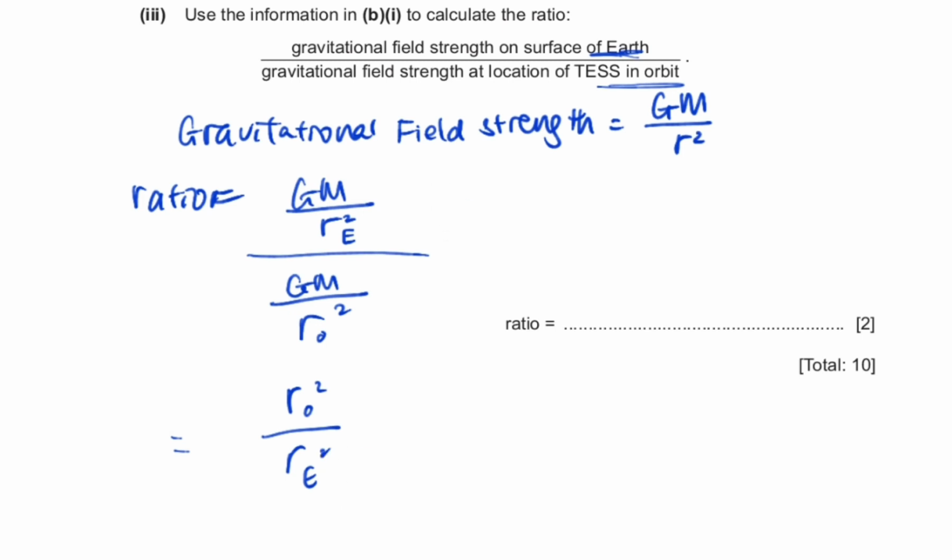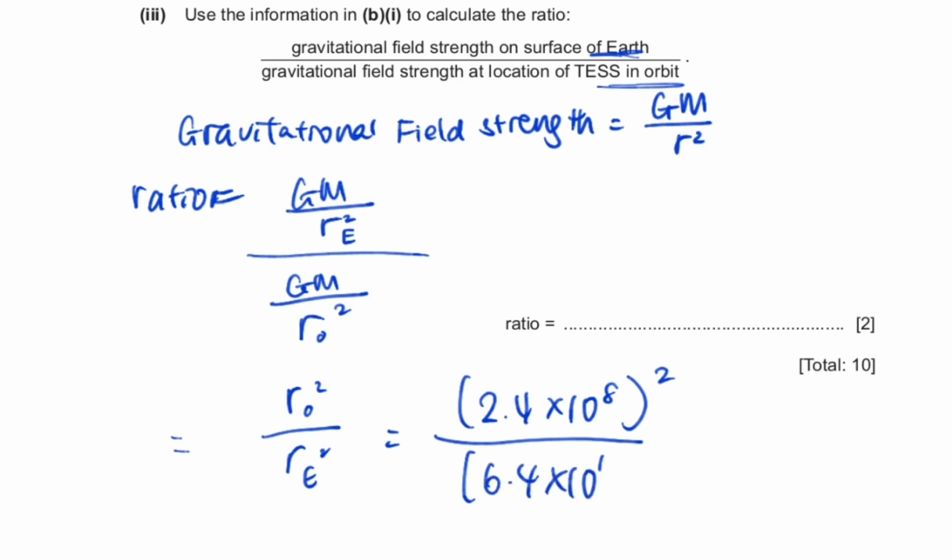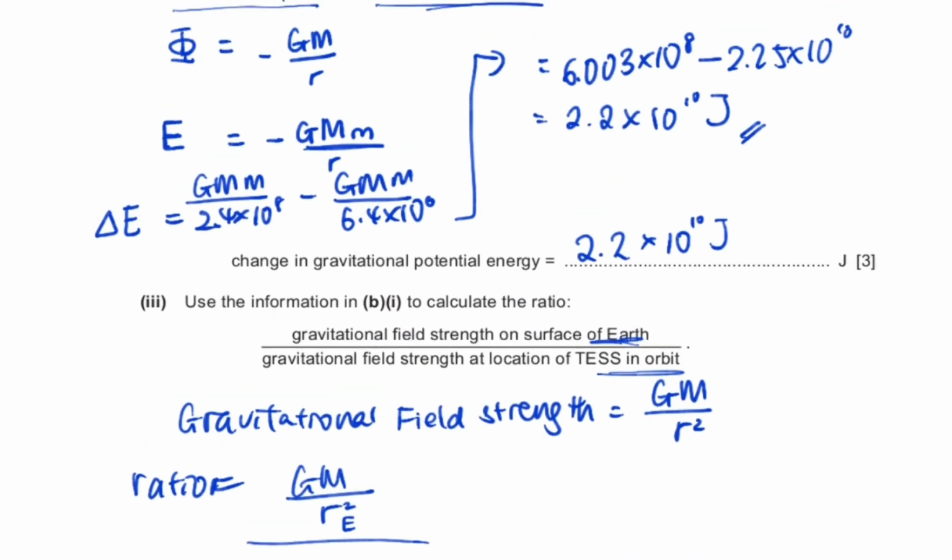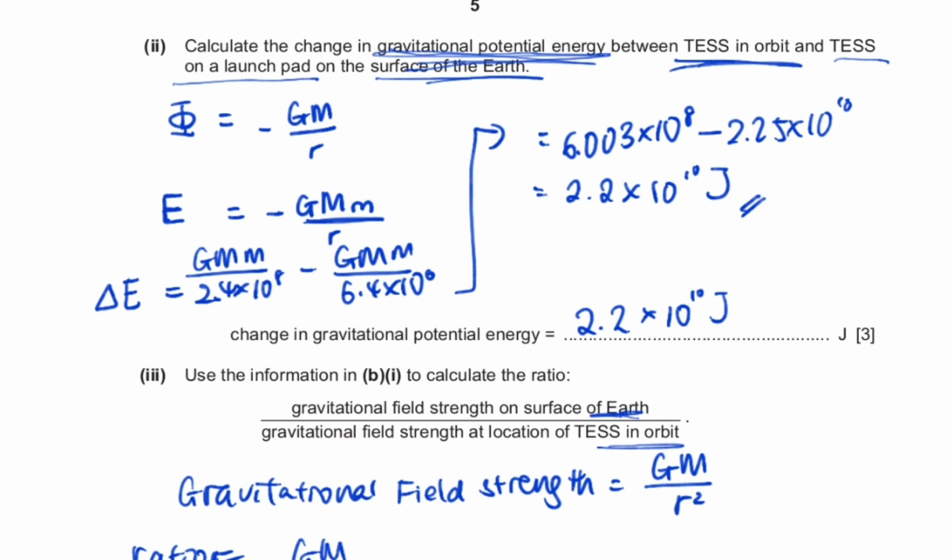So all you have to do is to substitute the answers we got. The orbit is this value, and you square that, and then the Earth's radius is 6.4 times 10 to the power of 6, squared. So essentially, you get 1,410. That is our ratio, and there are no units because it's a ratio. So very simple question. So this is one type of gravitational potential question.